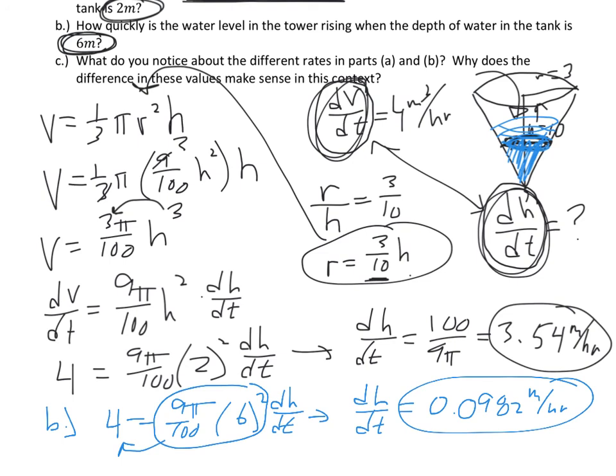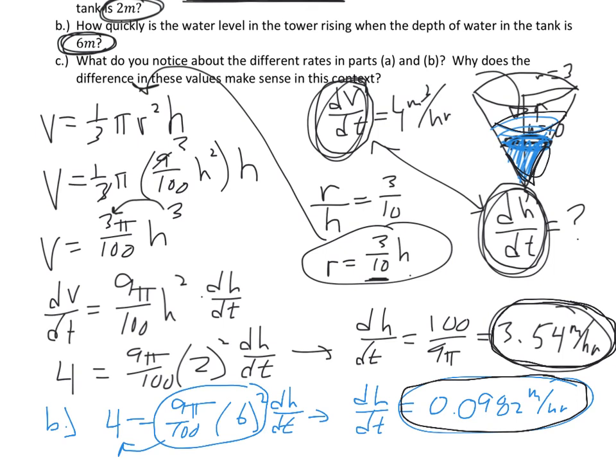And then the very final question, the last question of the video, last question of the lesson. What do you notice about the difference in those rates? And why does that difference make sense in this context? What I hope you've noticed is that when the water tower wasn't very full, when it was filling up the bottom part, it was going up at like 3.5 meters per hour. And then once the thing was like halfway full, now it's only going up at like 1/10 of a meter per hour. Why is it so much slower now?